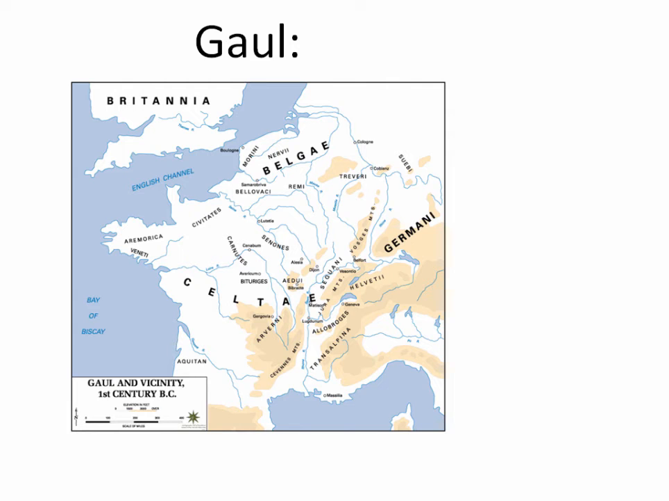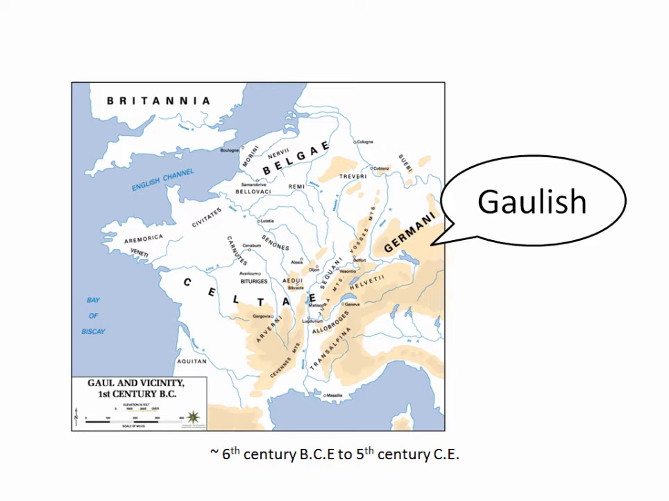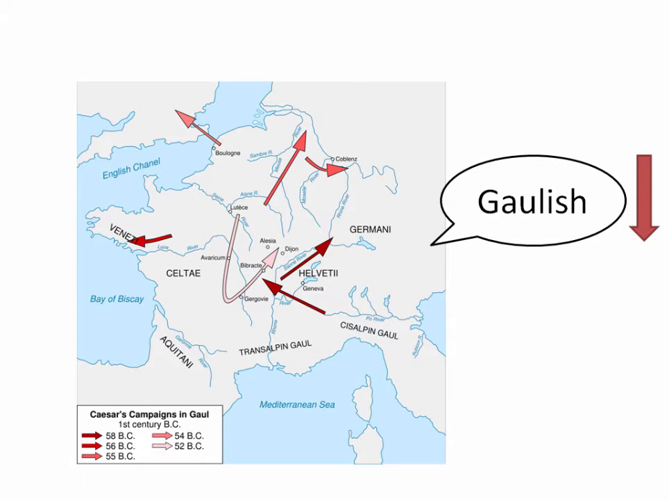I would like to use this video to try and clear some general misconceptions about the Gaulish language. Gaulish was the language spoken in a significant portion of what is modern-day France from around the 6th century BCE to the 5th century CE. Usage of the language diminished after the Roman conquest of Gaul in 52 BCE.